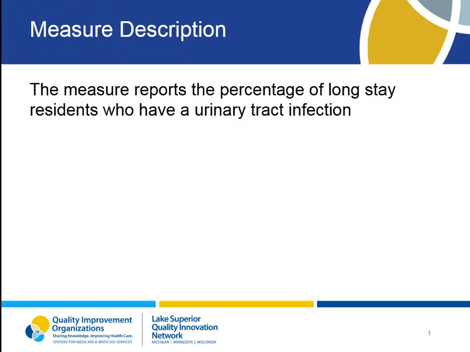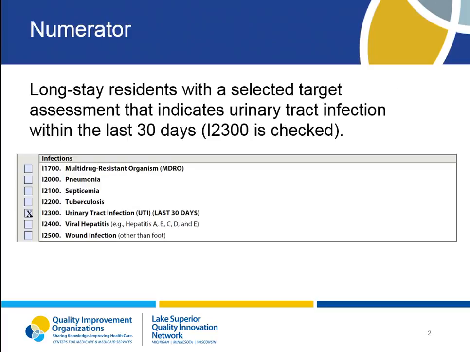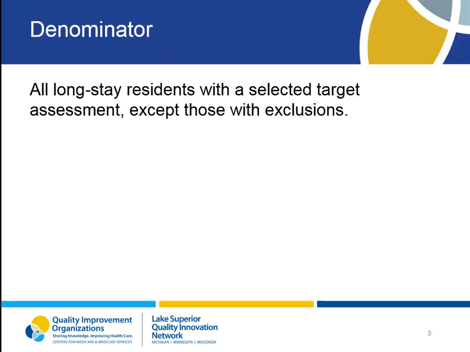This measure reports the percentage of long-stay residents who currently have or had a urinary tract infection within the past 30 days. The numerator for this measure is the number of long-stay residents with a selected target assessment that indicates a urinary tract infection within the last 30 days. So I-2300 would be checked.